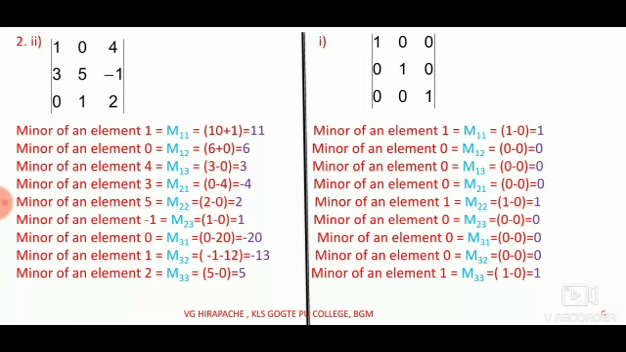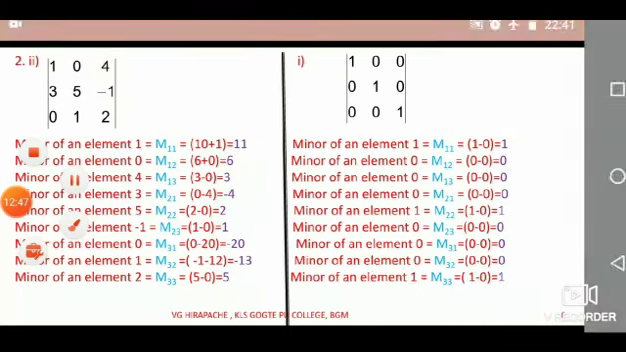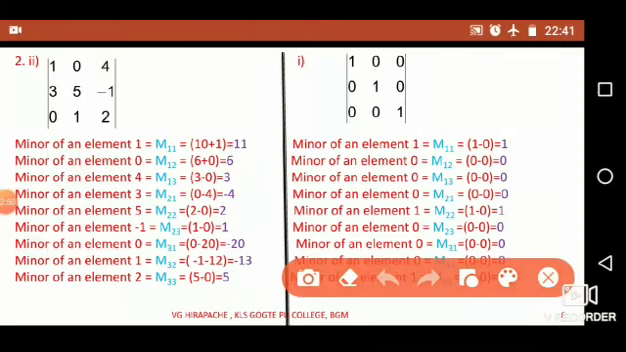Dear students, now let me take the third order determinant. Find the minors and cofactors of each element of the given determinant. My dear students, in this case, the given matrix or the determinant is of third order. Now let me find out the minor of each and every element.